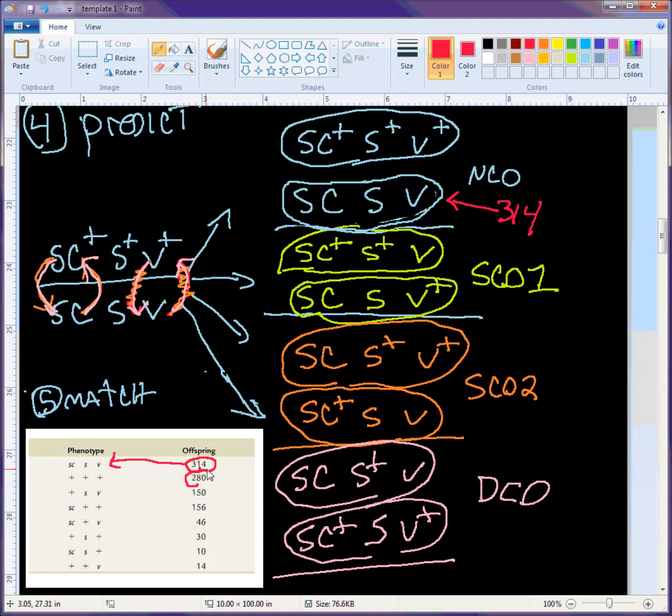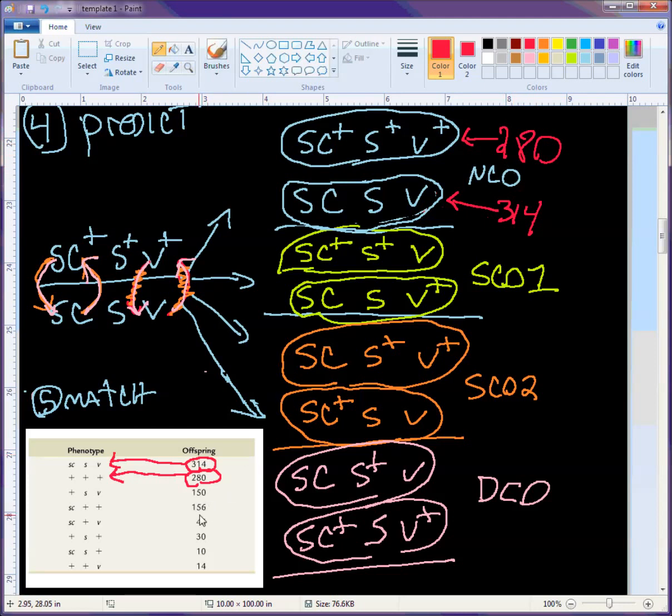So 280 of the offspring have a wild type phenotype. And again, because of the way we set up the cross, we know that all of those progeny must have been derived from a female gamete with a wild type allele for each gene. So 280.